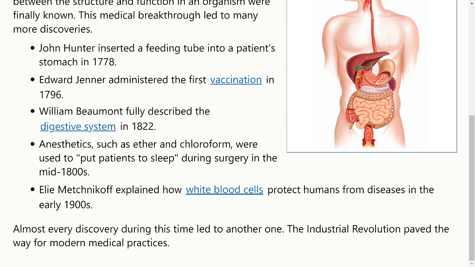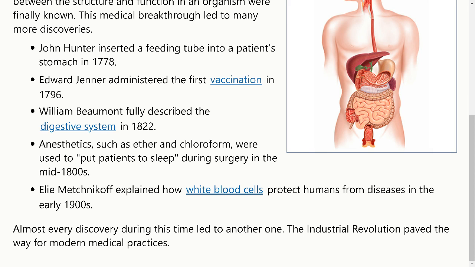Anesthetics such as ether and chloroform were used to put patients to sleep during surgery in the mid-1800s. So whenever you have any kind of surgical procedure and they have to put you to sleep, they use anesthesia. That's what they use to put you to sleep. It has been around since the mid-1800s.